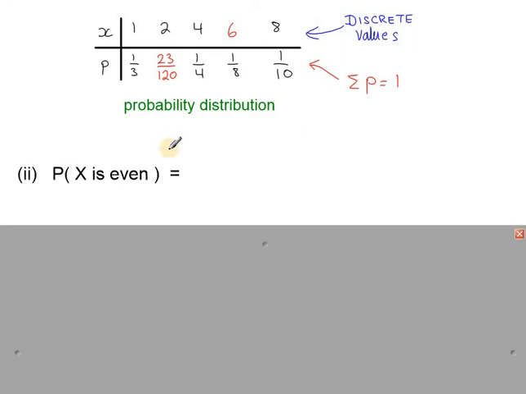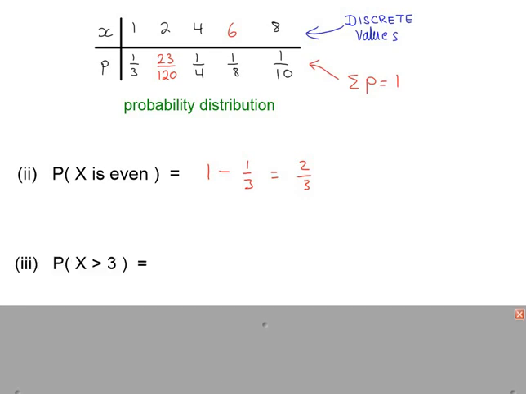Now we can calculate probability. So the probability that X is even, so it could be 2, 4, 6 or 8, but not the 1. We could add up these probabilities, or we could do 1 minus 1/3, which gives us 2/3, which is quicker.